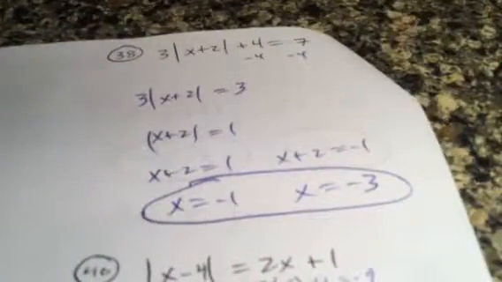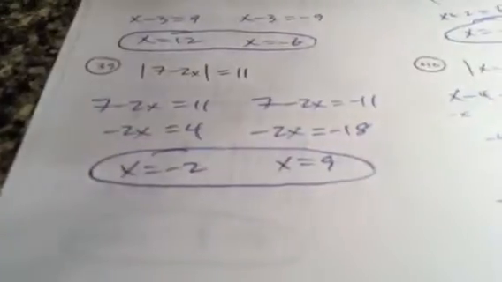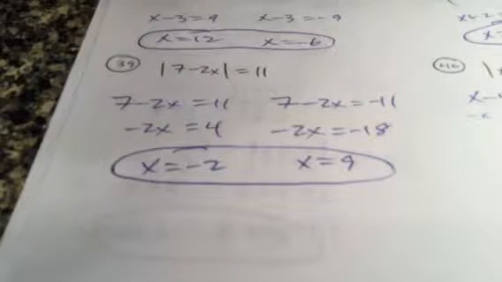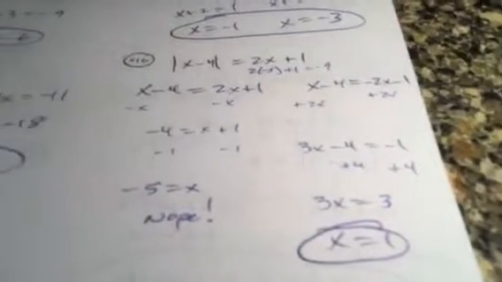You're going to subtract 4 divided by 3. Absolute value of x plus 2 is 1. Those are your two equations. 39 is ready to go. 7 minus 2x is 11. 7 minus 2x is negative 11. Divide by negative. Again, pause this whenever you need to.